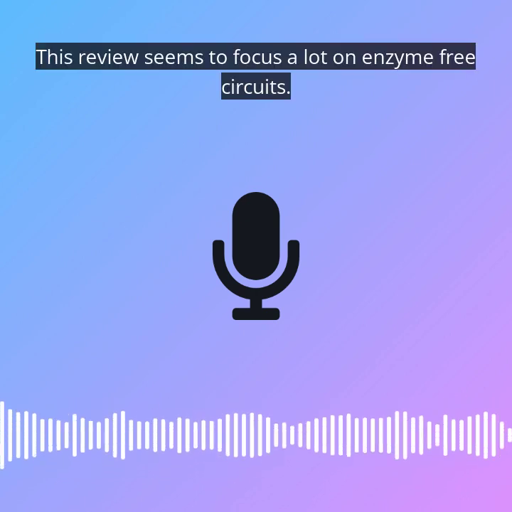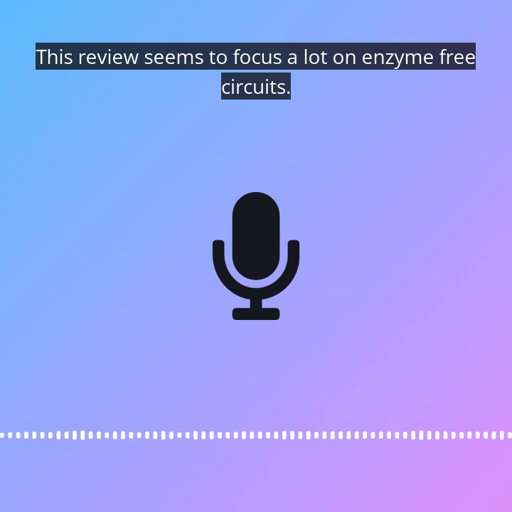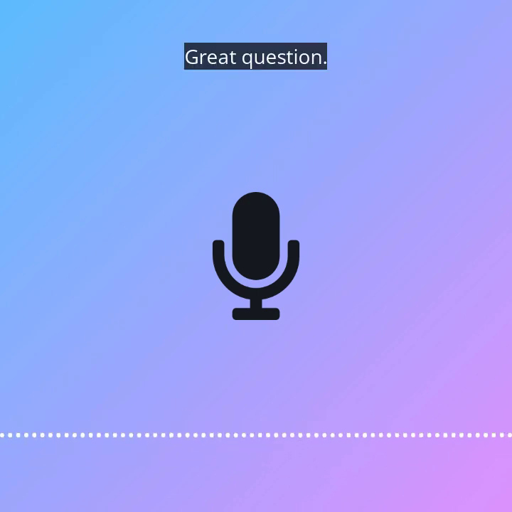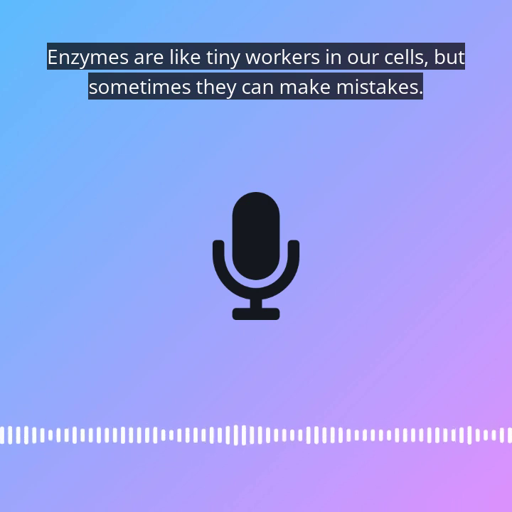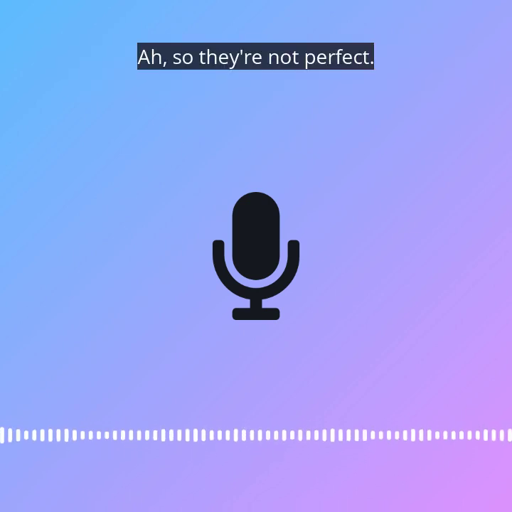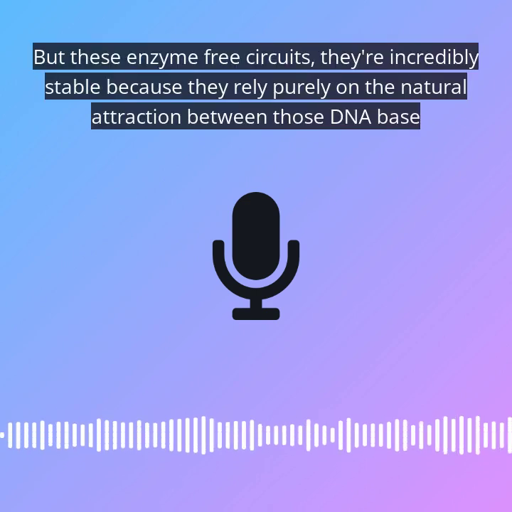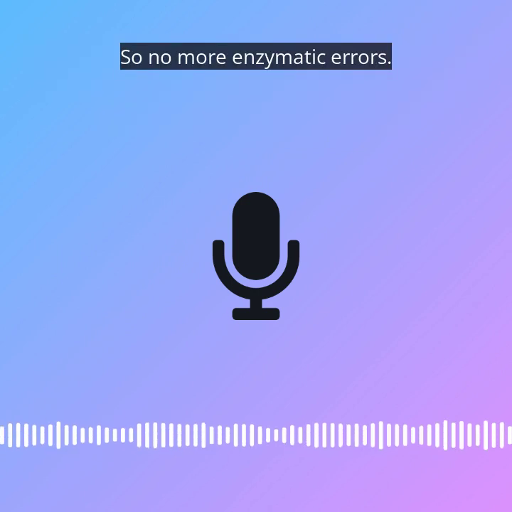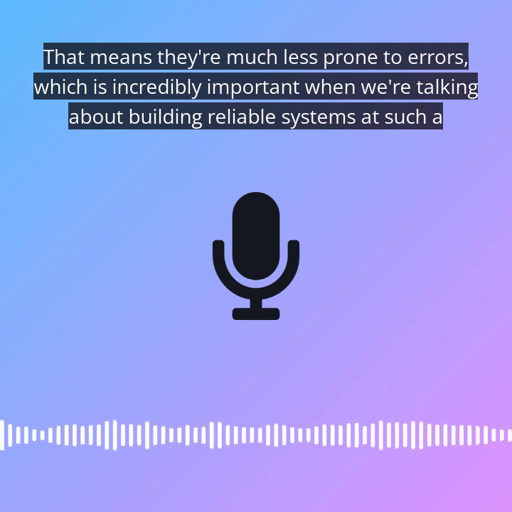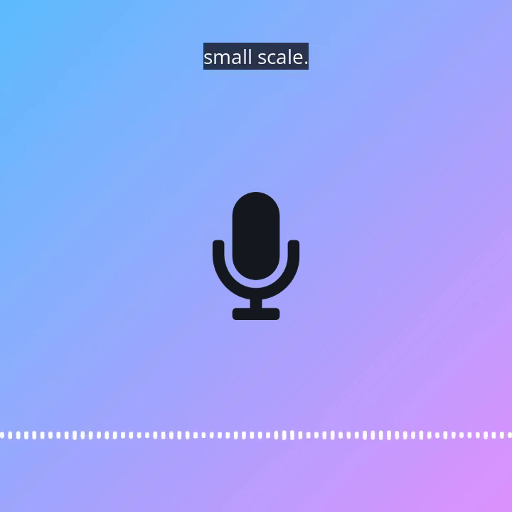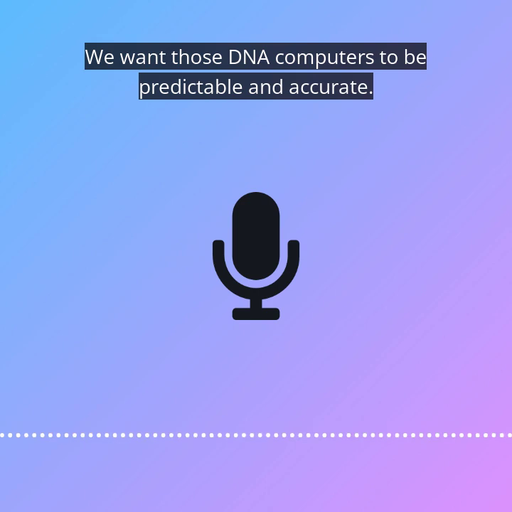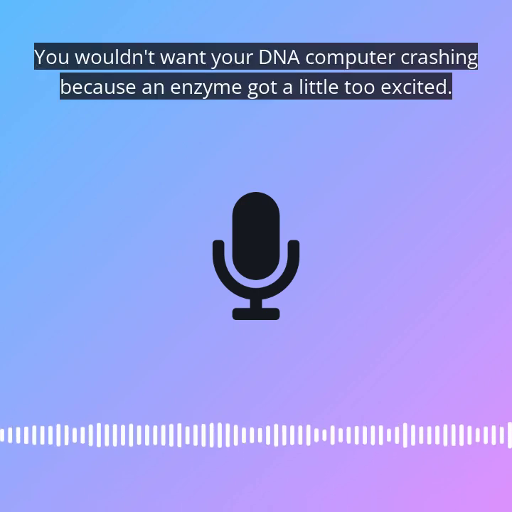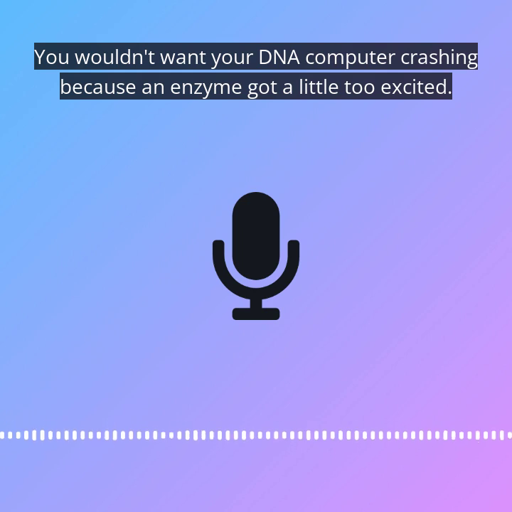This review seems to focus a lot on enzyme-free circuits. What's so special about them? Great question. Enzymes are like tiny workers in our cells, but sometimes they can make mistakes. So they're not perfect. Exactly. But these enzyme-free circuits are incredibly stable because they rely purely on the natural attraction between those DNA base pairs, kind of like magnets. So no more enzymatic errors. You got it. That means they're much less prone to errors, which is incredibly important when we're talking about building reliable systems at such a small scale. We want those DNA computers to be predictable and accurate. That makes sense. You wouldn't want your DNA computer crashing because an enzyme got a little too excited.